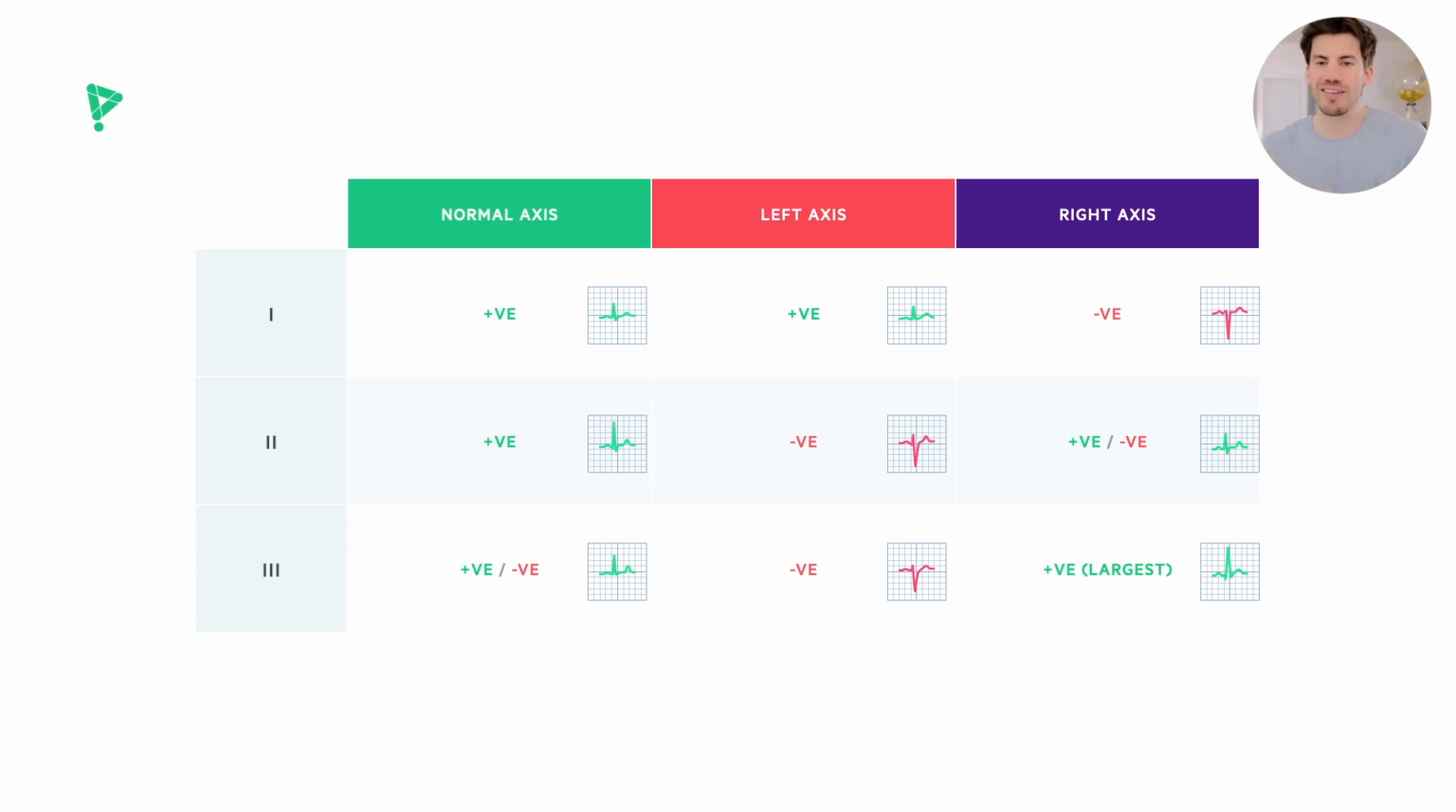And then in right axis deviation, if lead 1 is negative, lead 2 can be negative or positive. But if lead 3 is the most positive lead, so the net deflection going upwards is the highest, this is right axis deviation, okay? So whenever you look at an ECG, once you've worked out rate, once you've looked at the rhythm, you then look at the axis, and using these 3 leads in this table, you can work out whether it's left, right, or normal.